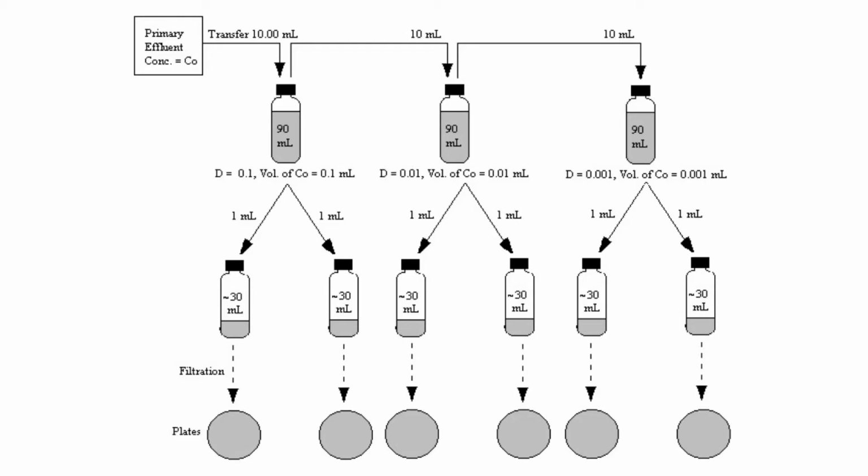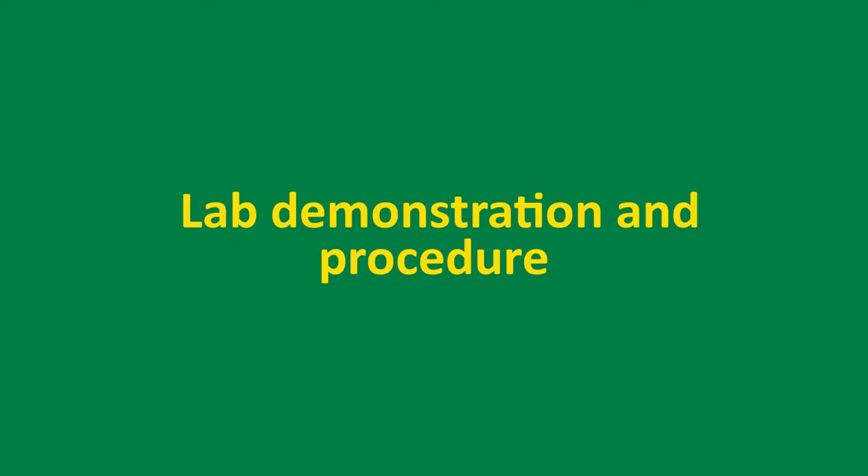To determine coliform concentration, we will use the serial dilution method. This technique includes 3 steps. First, making serial dilution, followed by filtration and plating, and plate cultivation and colony counting. The full process will now be described. Next will be the lab demonstration and procedure.